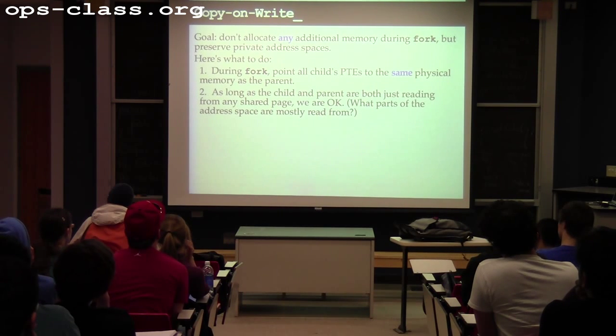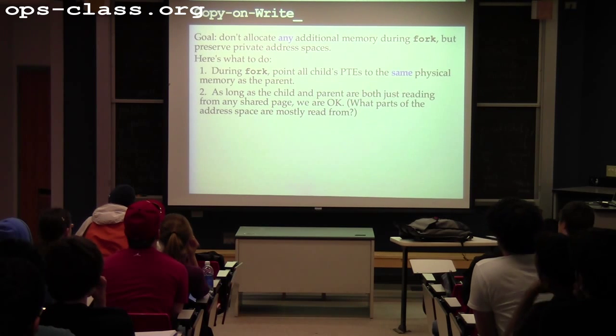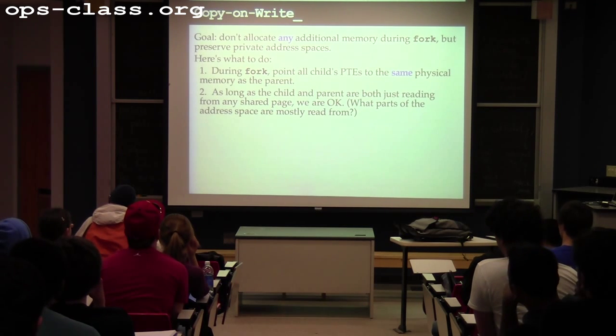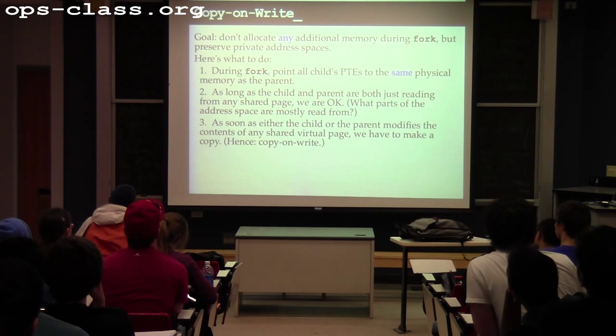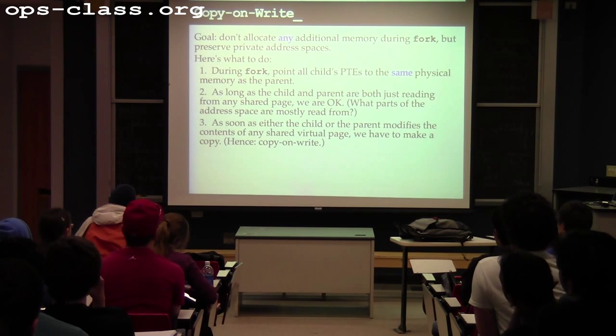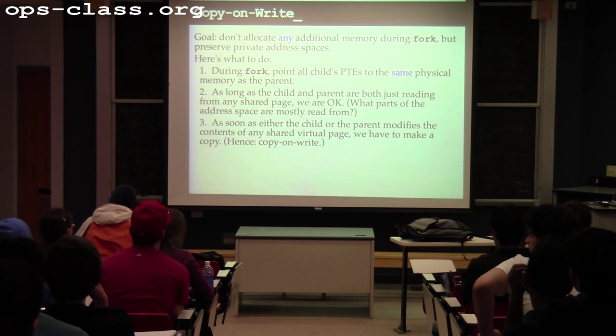As long as the child and parent are just reading, this is fine, right? Because they're not making alterations to the memory, and so the memory looks private, right? If I read from a page of memory, I have no way of knowing how many other people are sharing that with me. And I can't see any of their accesses to it as long as they're reads, right? Now, as soon as either the child or parent modifies the contents of the virtual page, I have a problem, right? Now I need two copies, right?